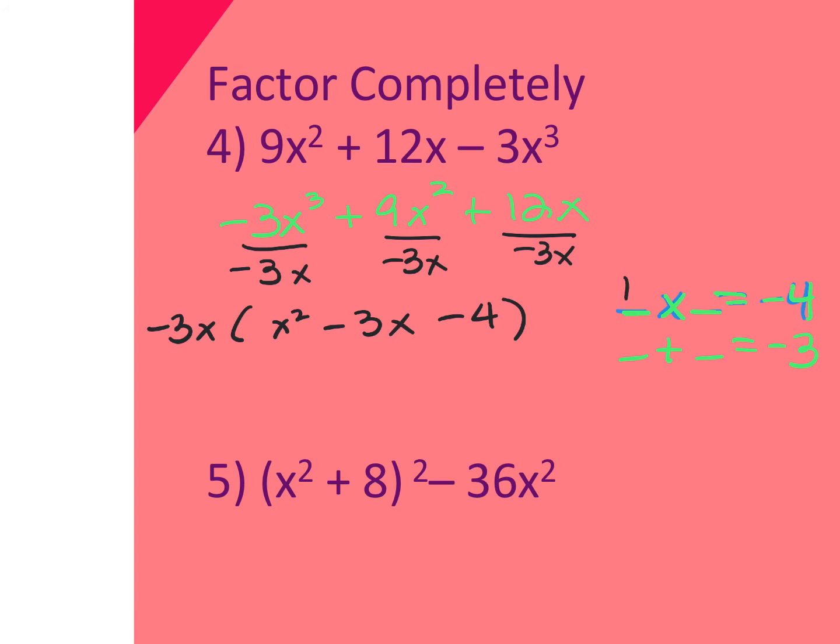So 1 times negative 4. And notice that when I add them, that will also give me the negative 3. So I don't have to go any further. So I'm going to go ahead and put those into my binomial. Don't forget about the GCF. And it becomes x minus 4 and x plus 1. If you would have preferred to put the x plus 1 first, that is fine as well.